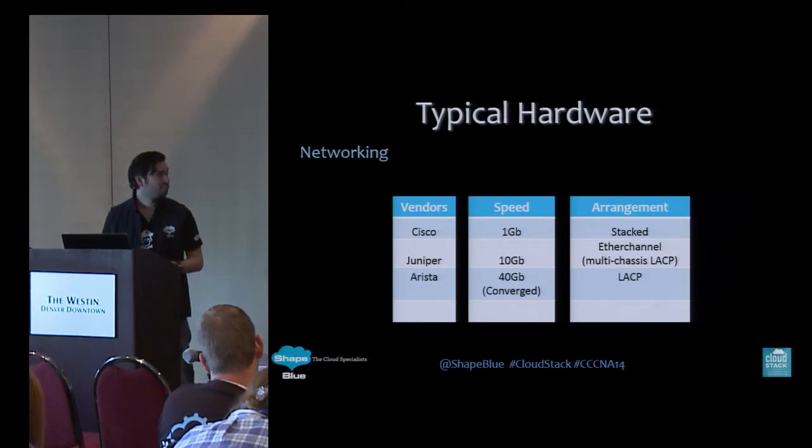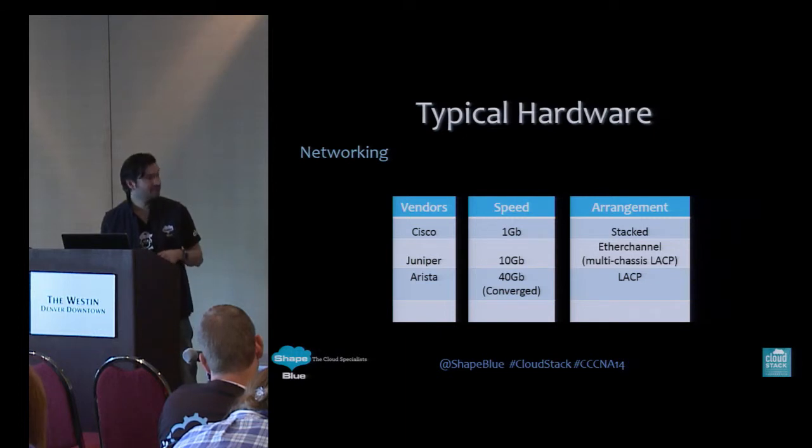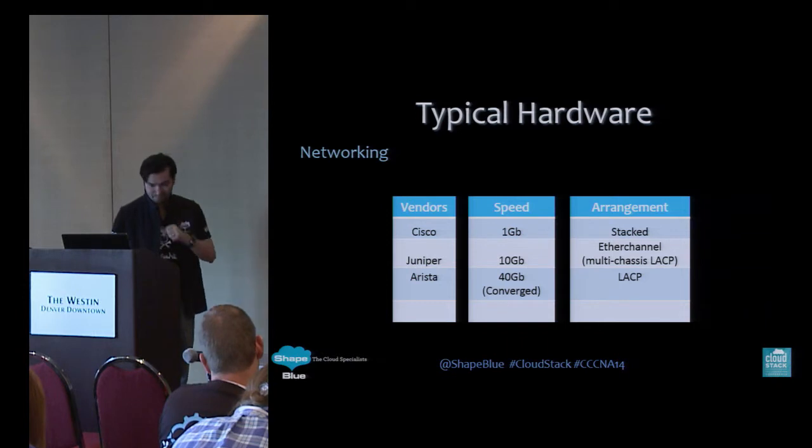I've seen one company using Arista, but it's pretty much the vast majority Cisco. Obviously the networking speeds we've already covered, but that's what we'd see going through. 10 gig has traditionally only been used for storage, but we're seeing more people trying to just have 2 10 gigs and put everything through that.